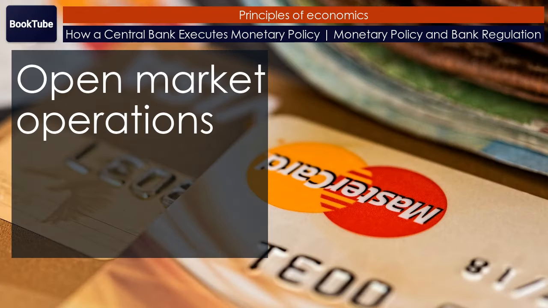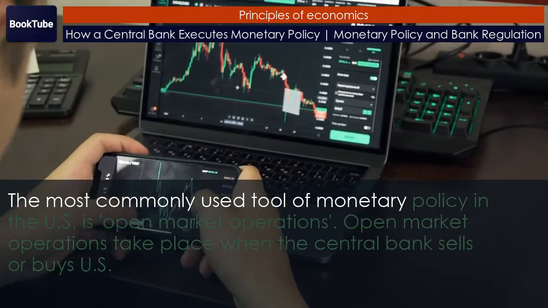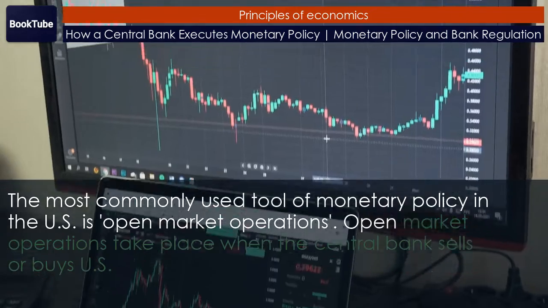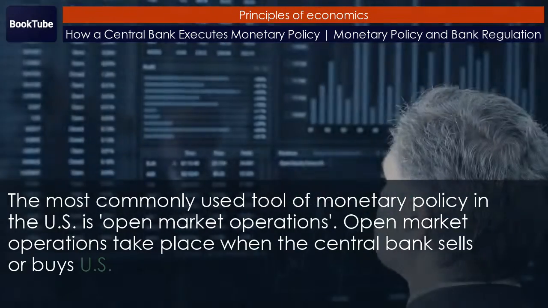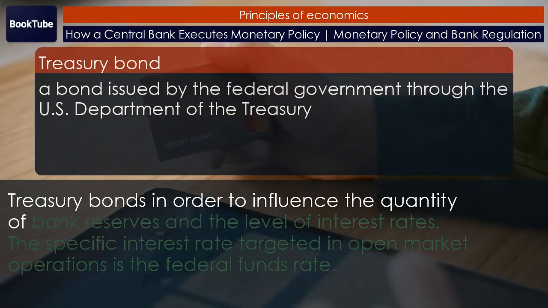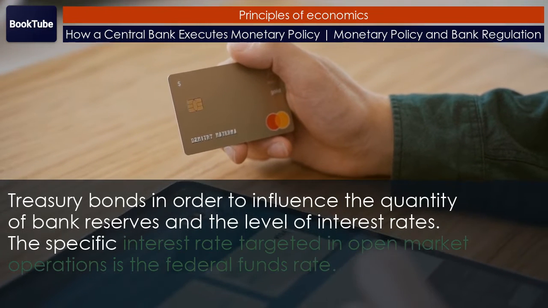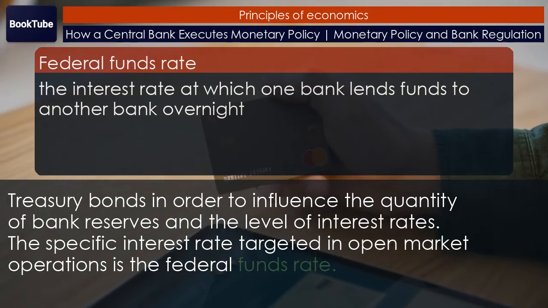Open market operations. The most commonly used tool of monetary policy in the U.S. is open market operations. Open market operations take place when the central bank sells or buys U.S. Treasury bonds in order to influence the quantity of bank reserves and the level of interest rates. The specific interest rate targeted in open market operations is the federal funds rate.